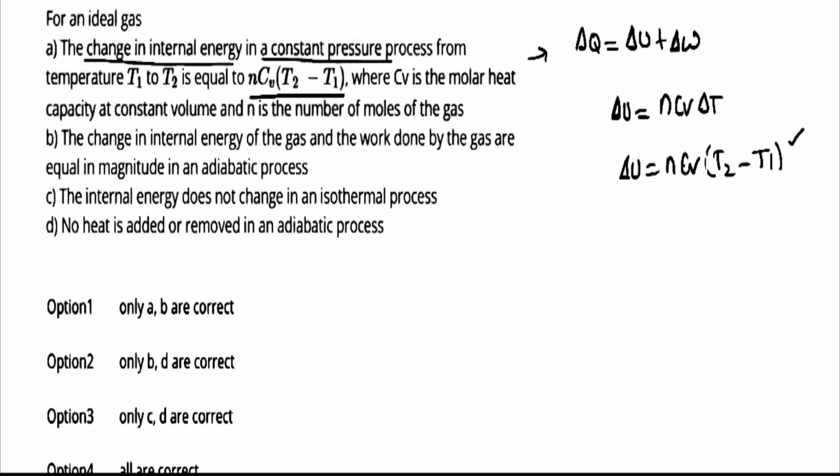Since work done at constant volume is zero, whatever heat we supply will not be used for doing work. That will be used for increasing the internal energy. So that is why the delta U value is nCv into T2 minus T1. So A is correct.